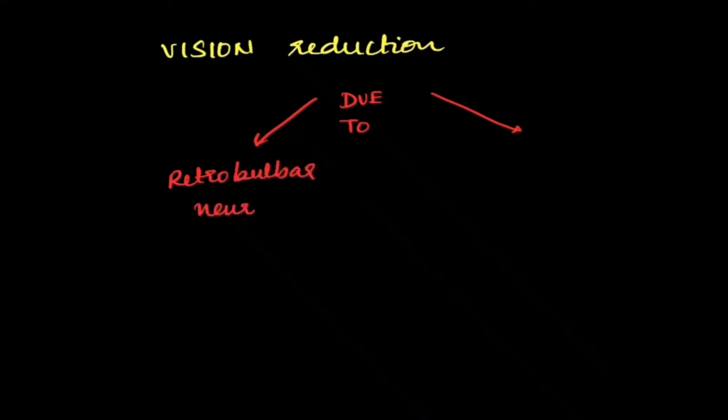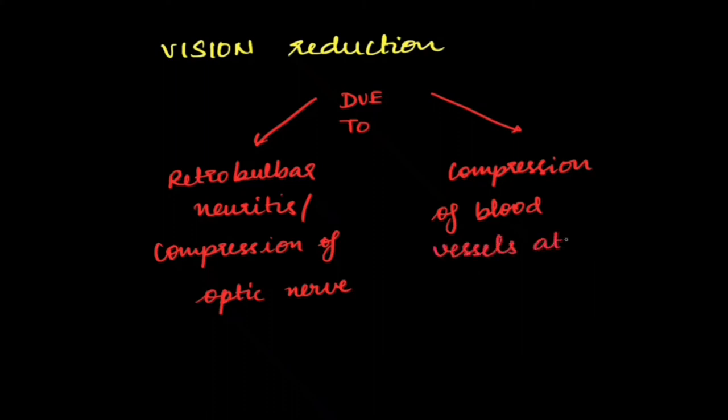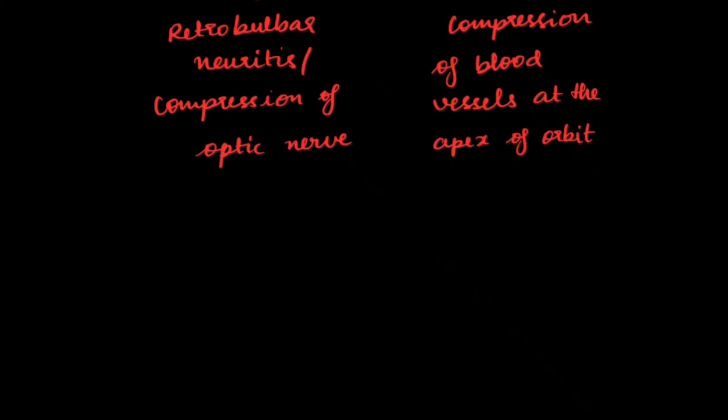Vision reduction in orbital cellulitis is seen due to two reasons. Firstly, retrobulbar neuritis, inflammation of nerves behind the bulbar area, or compression of the optic nerve. As there is inflammation, the size of the orbit increases and it pushes or compresses the optic nerve, or it could compress the blood vessels at the apex of the orbit. So compressing the blood vessels or the optic nerve could be the reason for visual reduction.